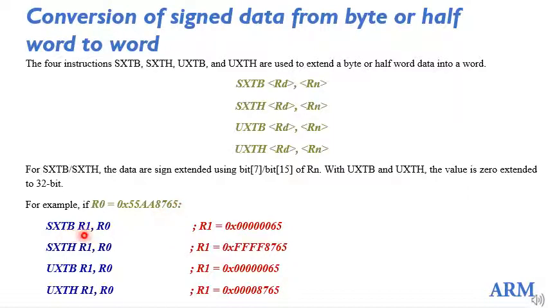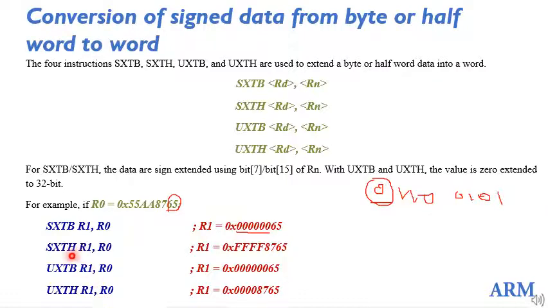So SXTB R1 comma R0. I want to extend the byte in R0 to a word. So the byte in R0 is 65. Okay, byte in R0 is 65, and bit number 7, how do you write 6 in binary? It will be 0110. So bit number 7 is 0, with 0110 0101 being the 8 bits. So hence that 0 is extended to form the 32-bit word.